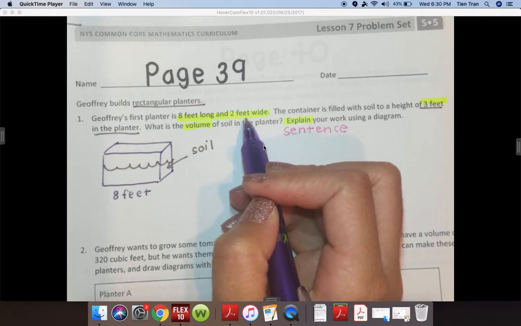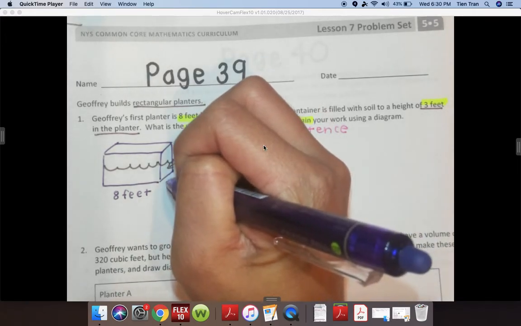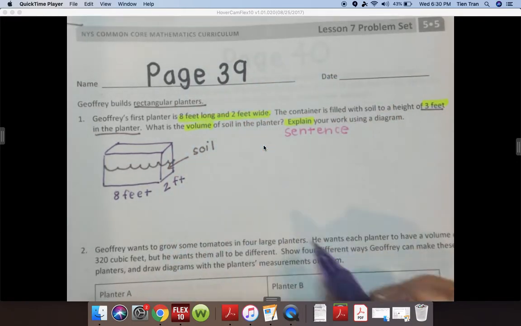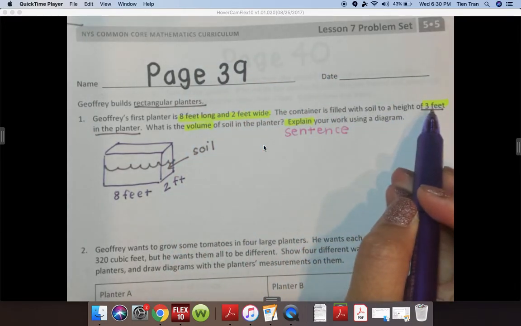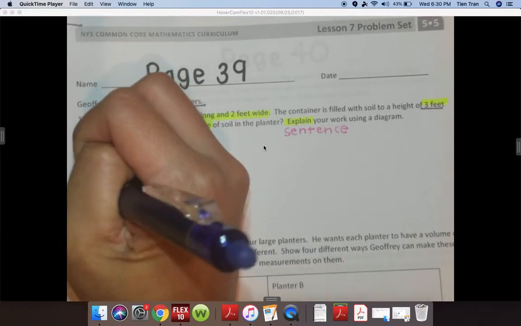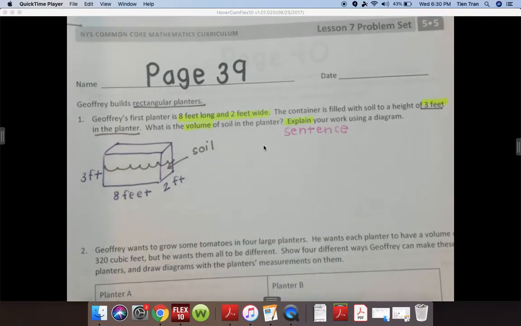And next it says 2 feet wide. So that's how the width would be, 2 feet. FT stands for feet. And then it says the height is 3 feet. So the soil height is 3 feet. So I'm going to write 3 feet on this side.